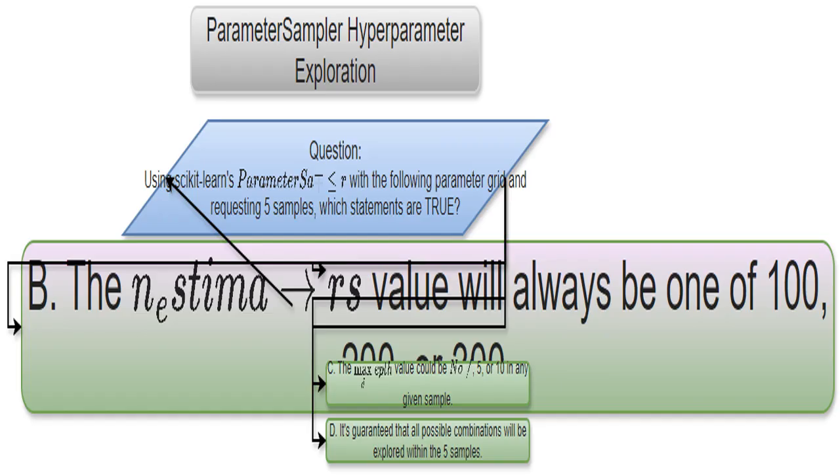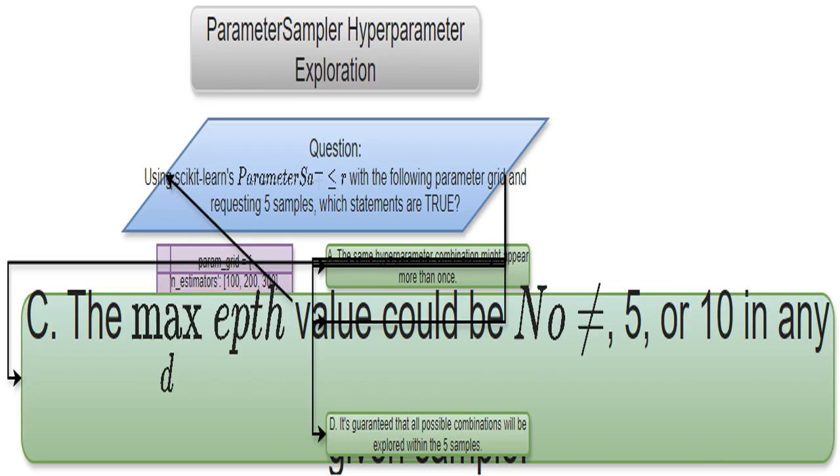This statement is asking if the number of trees will always be one of 100, 200, or 300. Because these are the only options defined in the parameter grid, this statement is true. This checks if the maximum depth of the trees could be any of none, 5, or 10. Looking at the parameter grid, you'll see these are the only options, so this is also true.